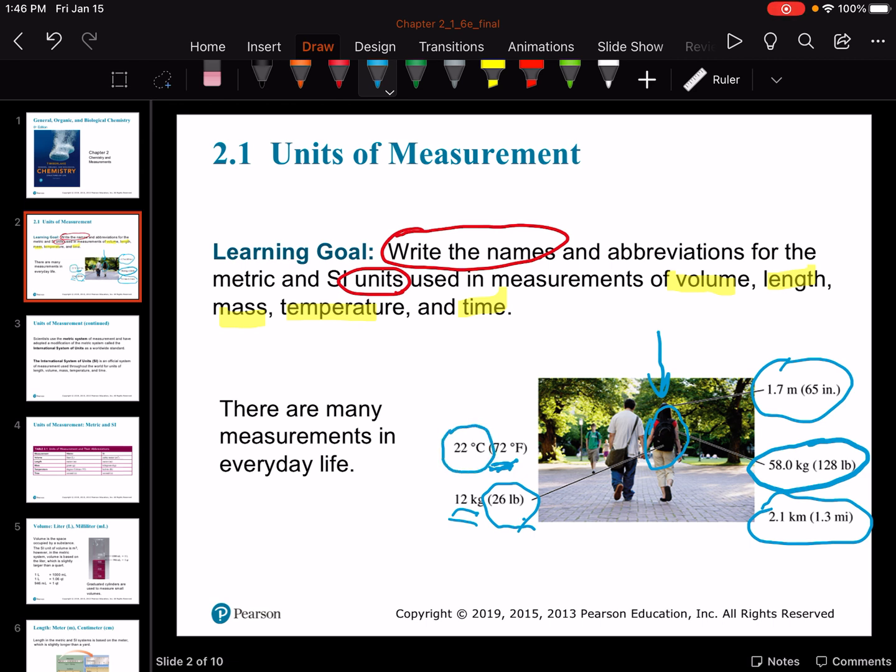Okay, so those are the kinds of measurements that we're going to be taking here. So we have volume. I actually don't see volume in here at all. I see a couple masses. Kilograms, there's kilograms, right? Temperature is right here. Time is not there either. Whoa, no time. But length is there. That's how tall she is, and that's how far she's walking. All right. So anyways, we'll be doing more of that here.